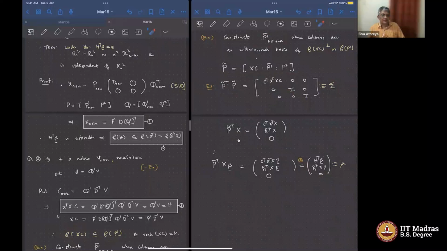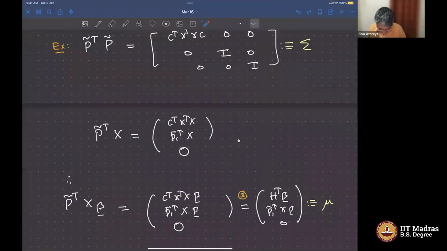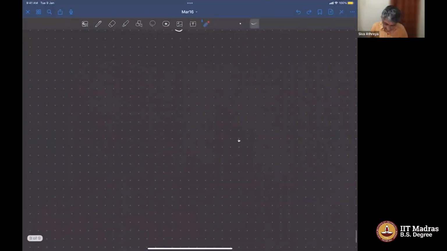Okay. So now let's see how we're going to use this. The key thing is that I want to get the distribution. Distribution is the key use, and it is the following. You define the vector Z equal to P tilde transpose times Y.